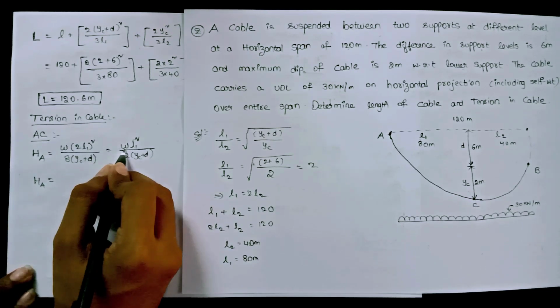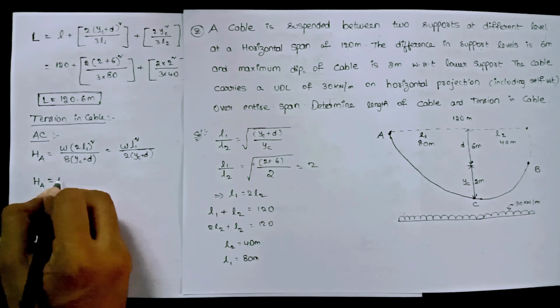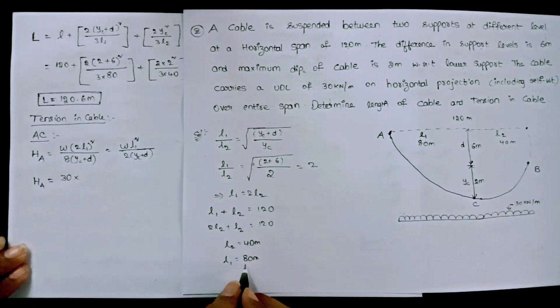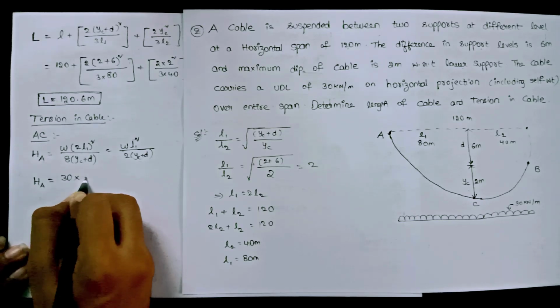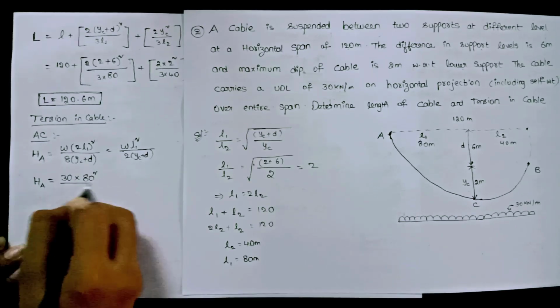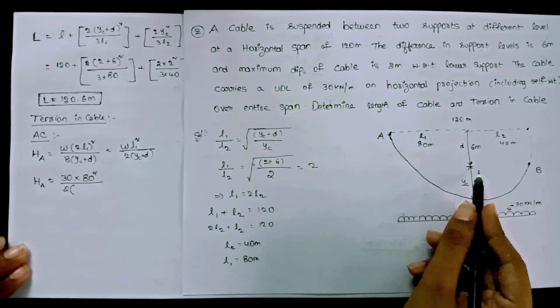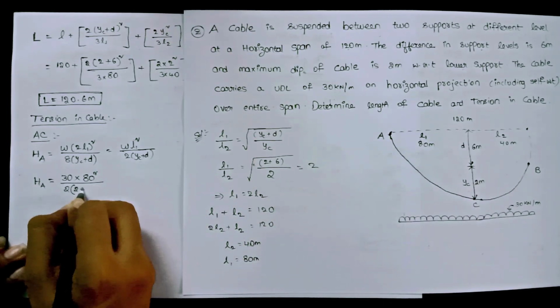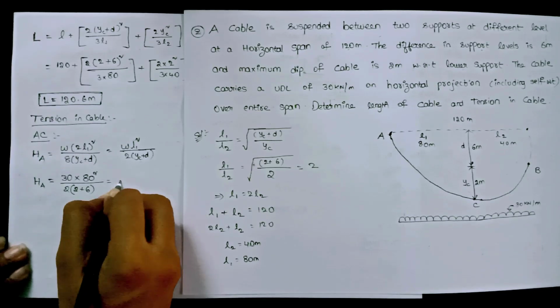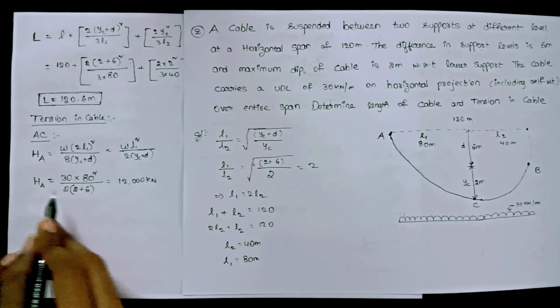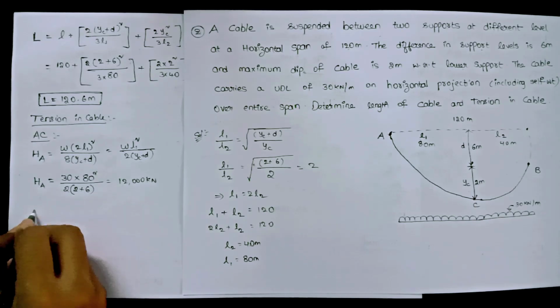W is nothing but the load intensity, 30 kilonewton per meter. So 30 into l1, which is 80 meters as we have derived, so 30 into 80 squared by 2 into (yc plus d). That means yc is 2 meters, d is 6 meters, so 2 plus 6. The value is 12,000 kilonewton. The horizontal reaction at A is 12,000 kilonewton.